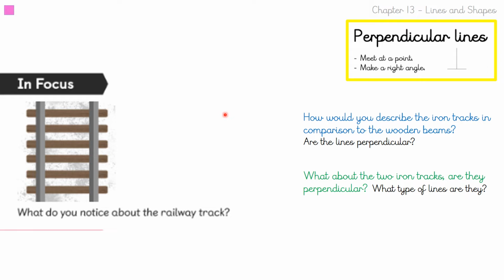Now, what about the two iron tracks? So if you pretend the wooden beams are not there, and you just look at the iron tracks, what type of lines are there? Are they perpendicular lines? Do they meet at a point? Do they make a right angle? Have a think. Look at the two iron tracks. Do they meet at a point? Do they make a right angle?